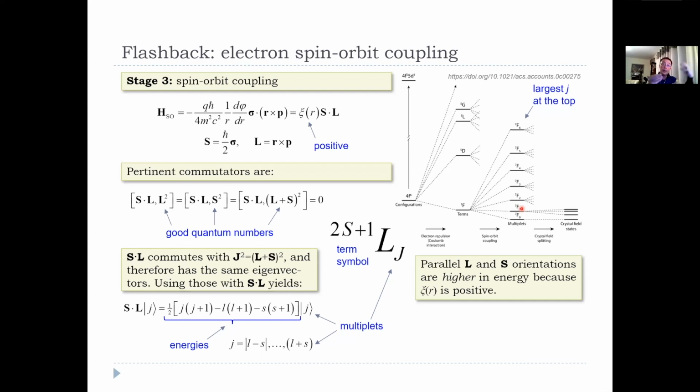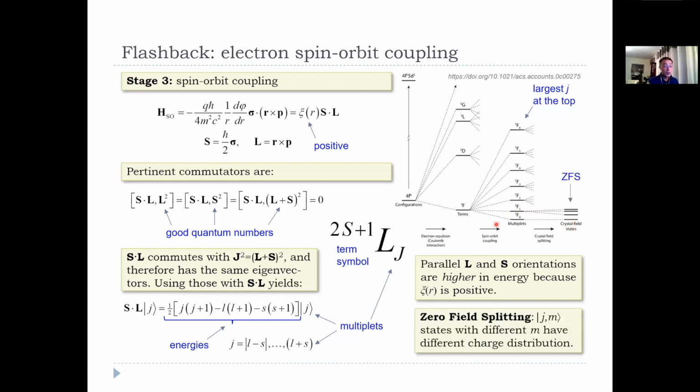And if you put around a few charges, like you put a ligand in there, you would split those magnetic sublevels. And essentially what happens is different projections of the total momentum have different energies. The result is an operator that effectively acts on the momentum, and it's called the zero field splitting. So parallel orientations are higher in energy, and the zero field splitting essentially says that the states with different M have different charge distribution and therefore different energies.